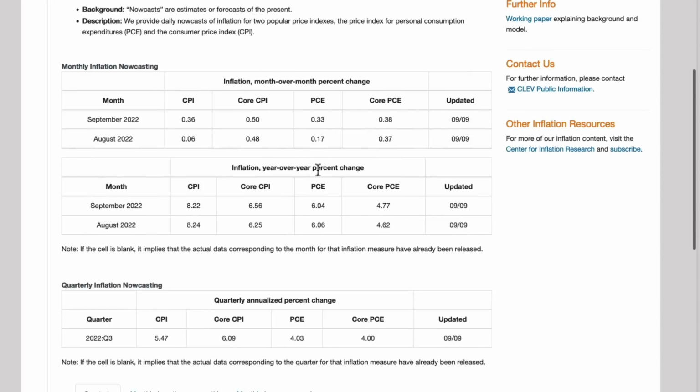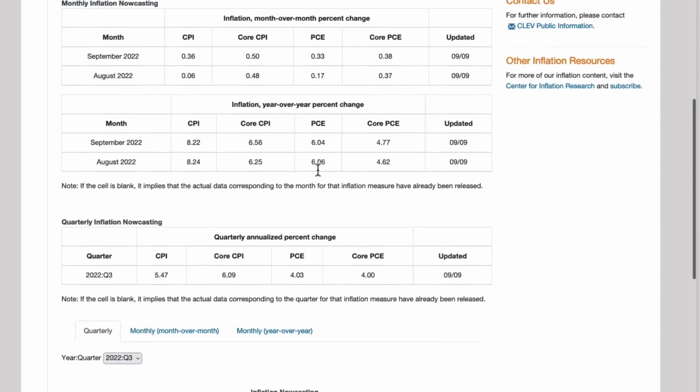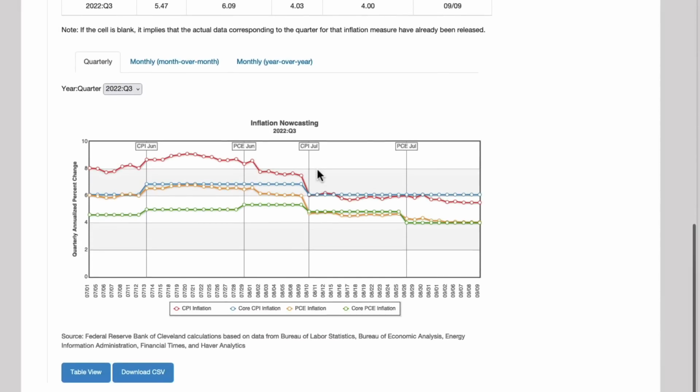And then you have the year-over-year change as well. This is a neat little chart which shows you how the nowcasting has changed over time. So it has been coming down. It's the green one that is the more interesting one. That's the core PCE. But that's sitting at 4%. It's been sitting at 4% for some time.